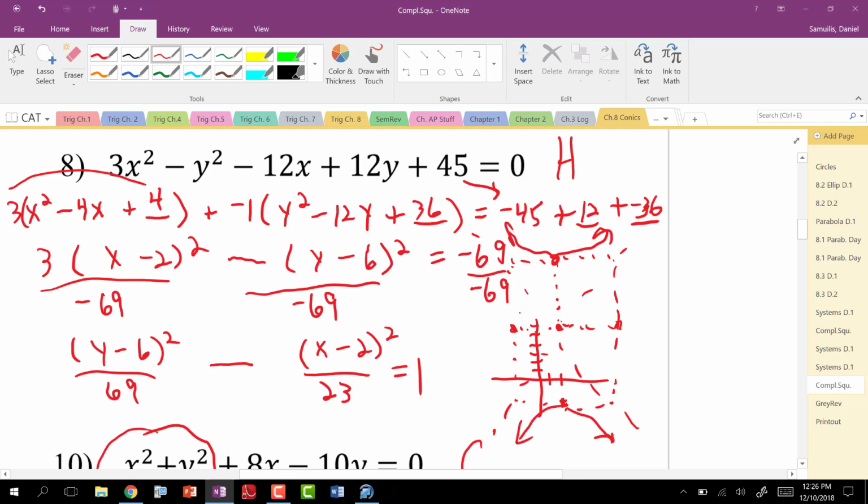So there's a real super fast sketch of this. And then how do you find the foci? What do you do with 69 and 23? You add them. So yeah, 92. The square root of 92 up and down. That's all I'm saying. Okay. What's that?